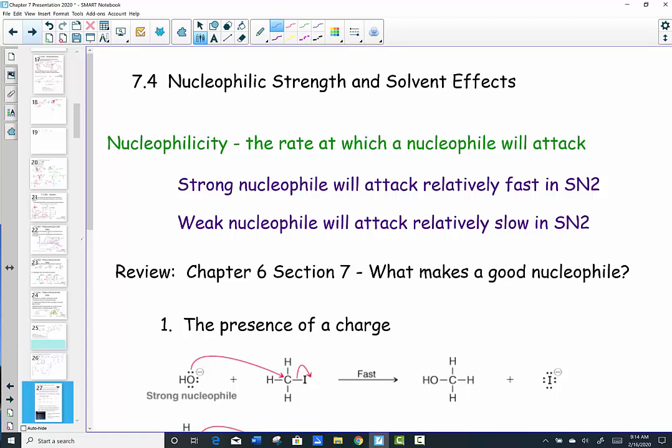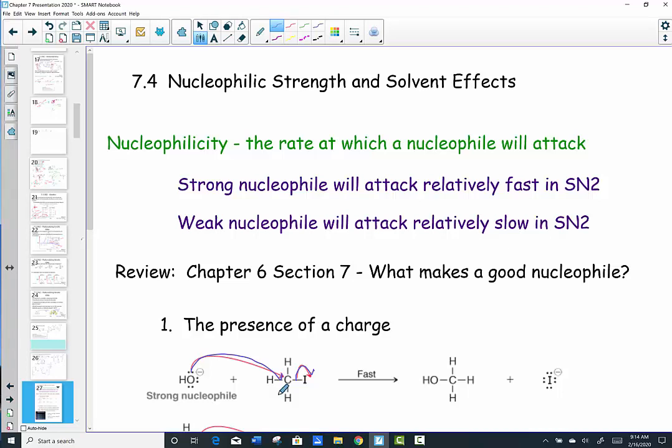Let's also talk about the nucleophilic strength and solvent effects in a substitution reaction. Begin by defining the term nucleophilicity. When I define nucleophilicity, it's the rate at which a nucleophile will attack. The stronger the nucleophile, the faster the kinetics. And if I have a weak nucleophile, I'm going to have a relatively slow bimolecular collision. If the goal of the collision is to force the leaving group to leave, you want that to be powerful enough to kick out the leaving group. We need a strong nucleophile to have fast kinetics.